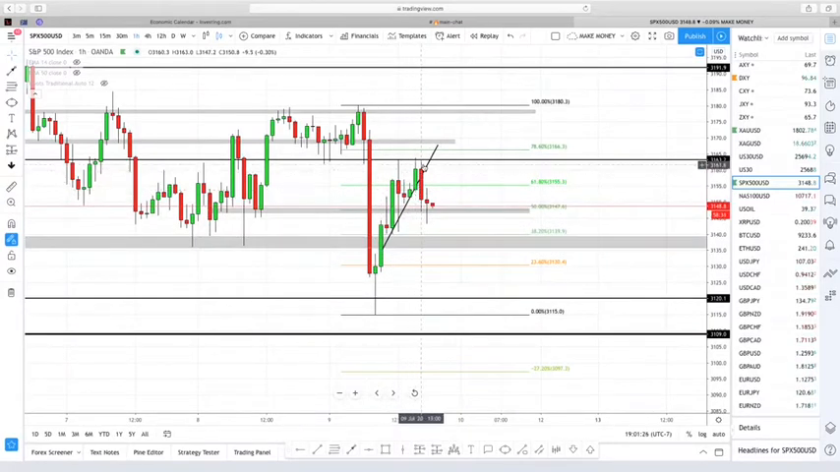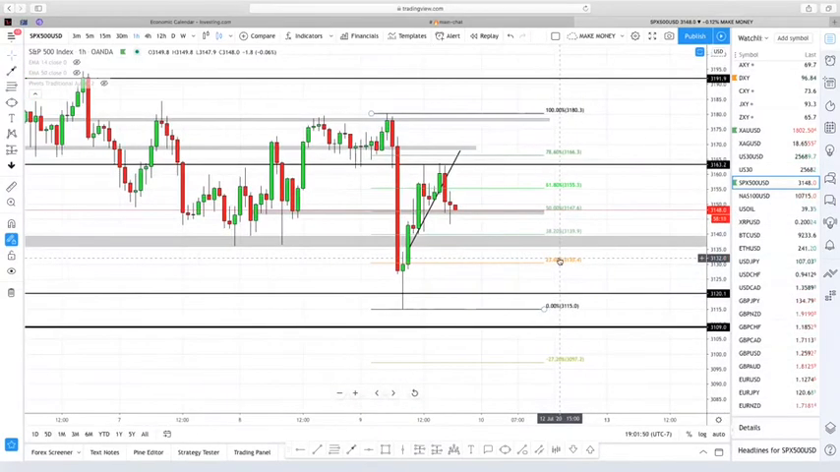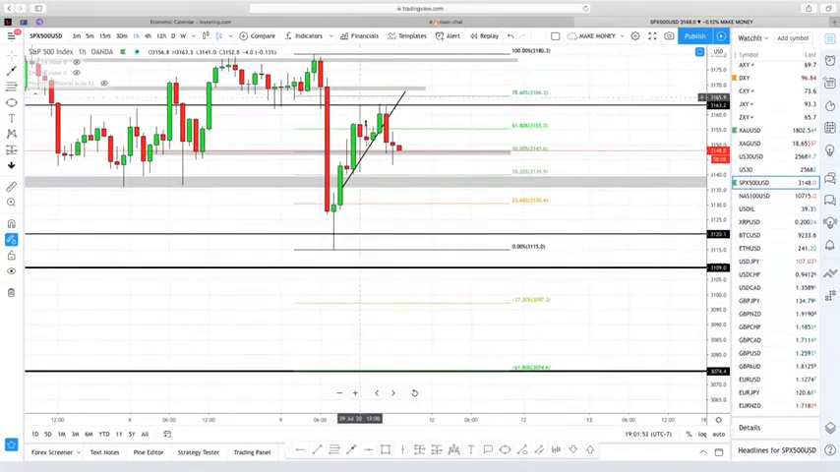Looking for a continuation right now, but we need this zone to break down, because what did it do? It's having a reaction from these previous levels of market structure, which is just this zone. If we get a breakdown of this, then we can go ahead and be a little safer in placing some sales from this area, if we didn't stay in the trade from up here.